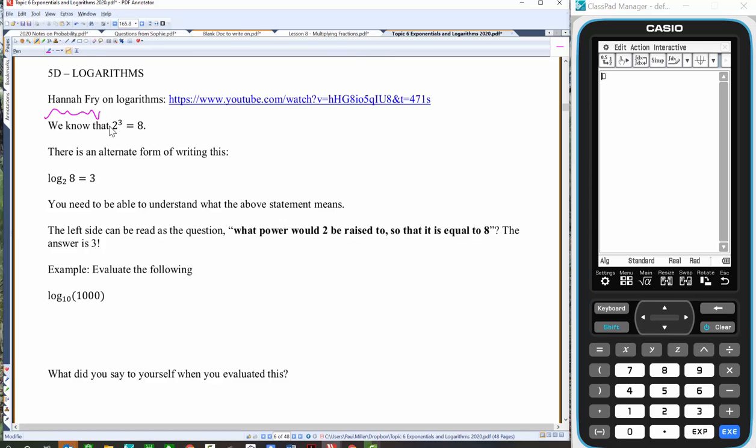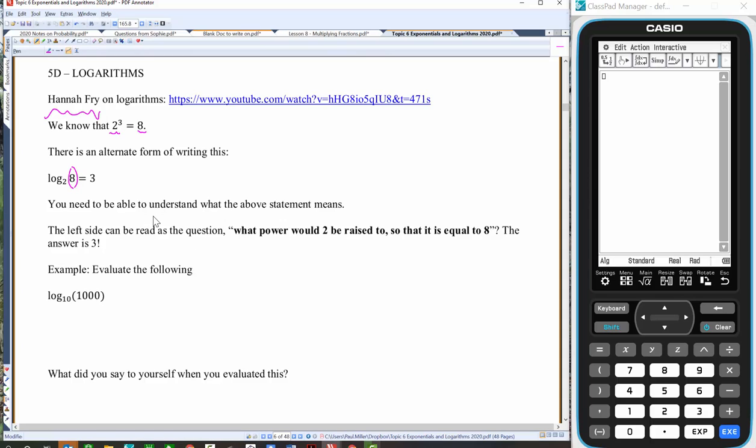Now girls, this should not be any revelation. 2 to the 3 equals 8. But there's an alternate form of writing this. We can actually say this, log base 2 of 8, and probably a good idea to get in the practice of writing brackets there, log 2 (8) is equal to 3, okay?